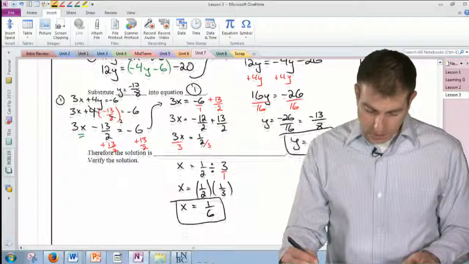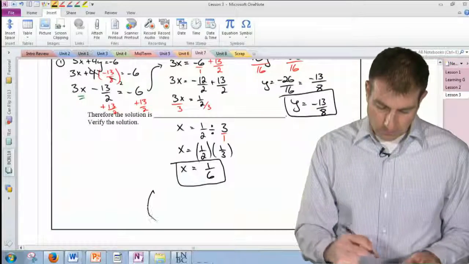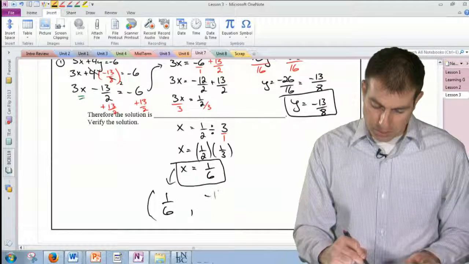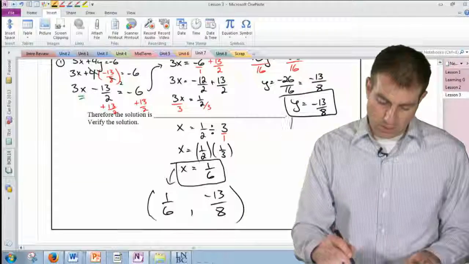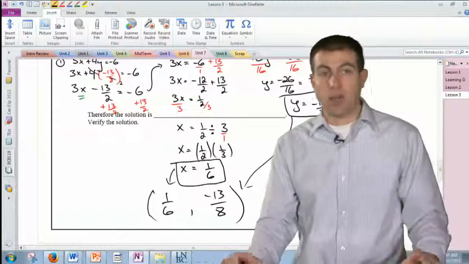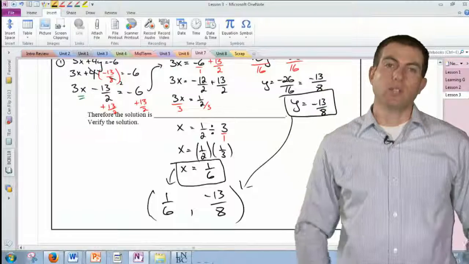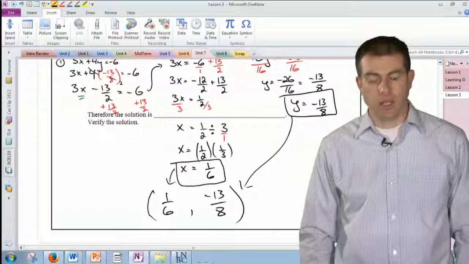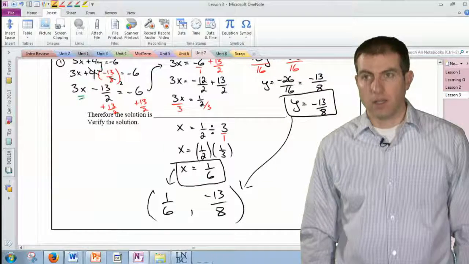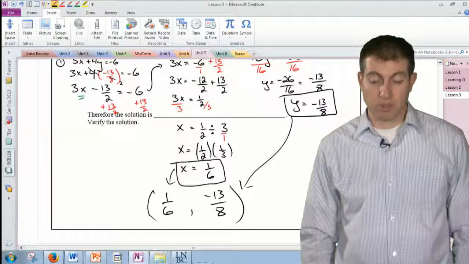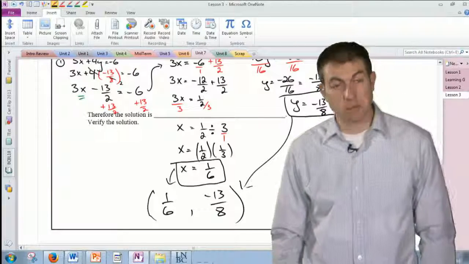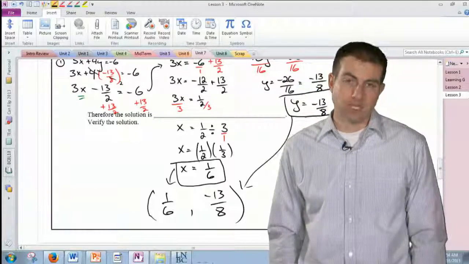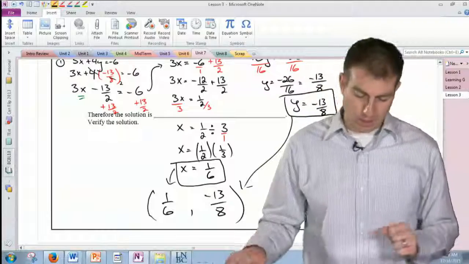So, I have an x, which was 1 over 6 from right here, and I have a y, which was negative 13 over 8 from there. Now, we could substitute those back into our equations and verify our solution was correct, and I encourage you to do that. But in the idea of saving perhaps a little bit of time and doing this last question, I'd like to just maybe move on. You can always substitute those back into the equations and check. If you want to do that, you can.